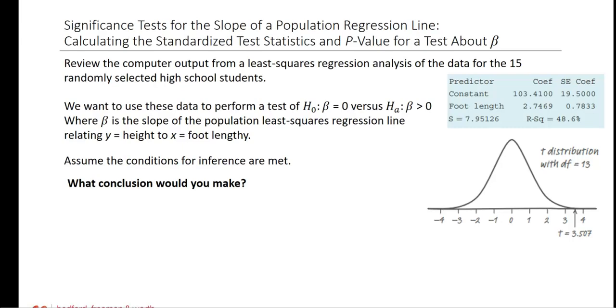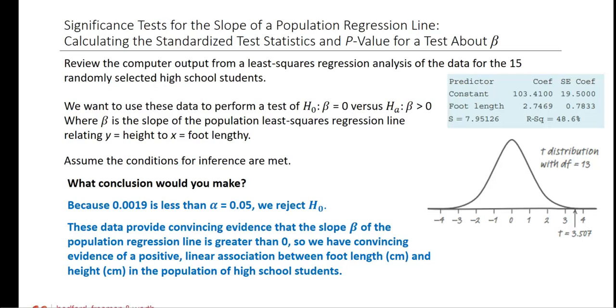What conclusion can you make? So because our p-value is very small, less than the alpha, 0.0019 is less than 0.05, we reject the null. We have evidence that there is a positive relationship between height and shoe size.